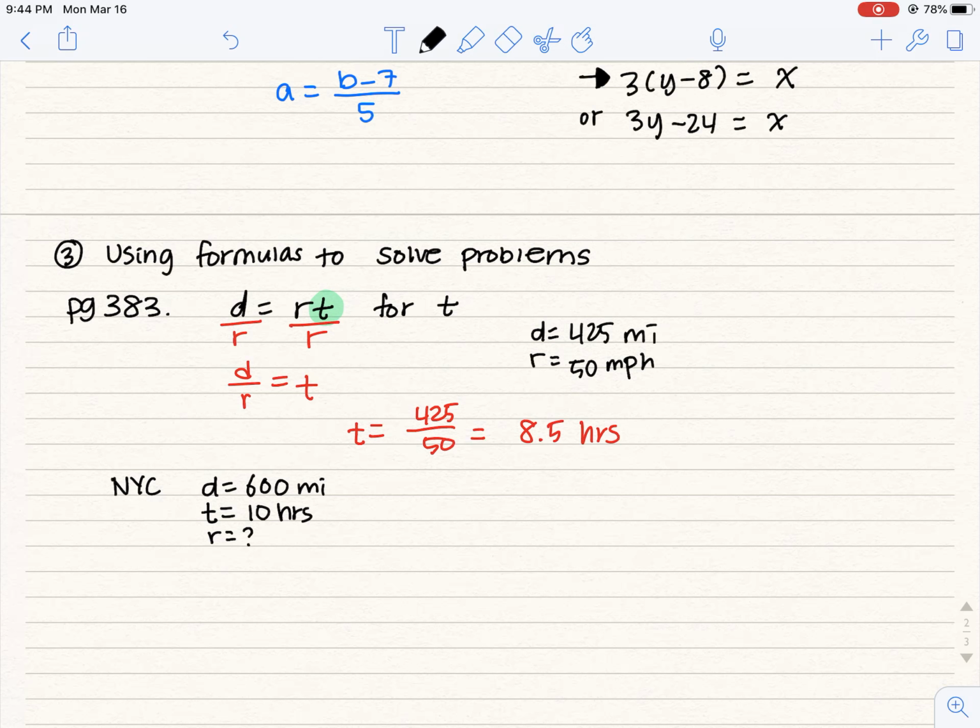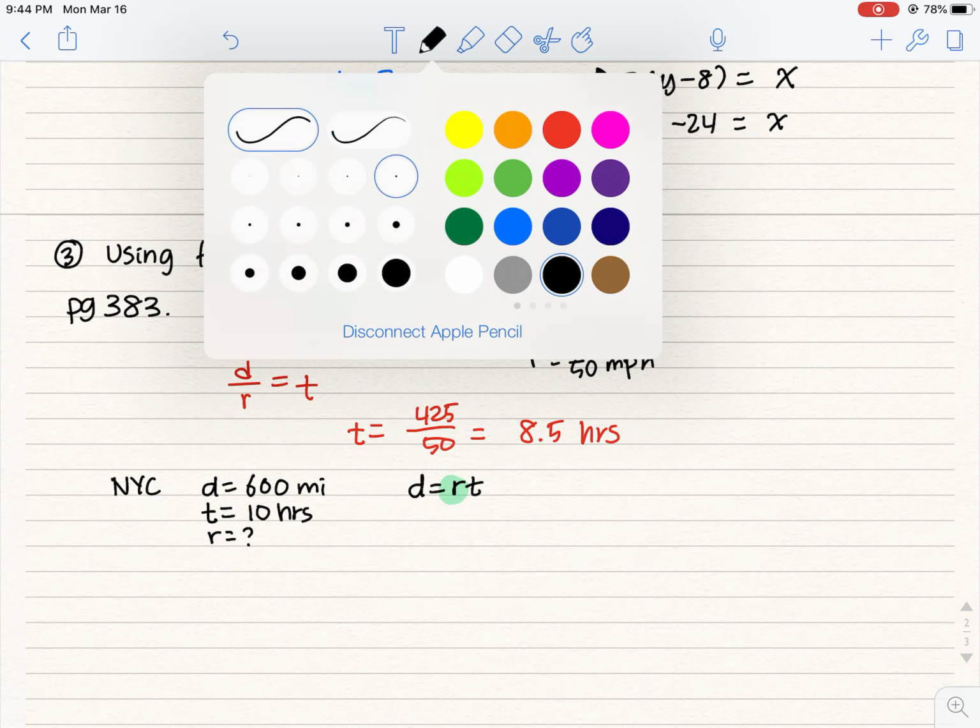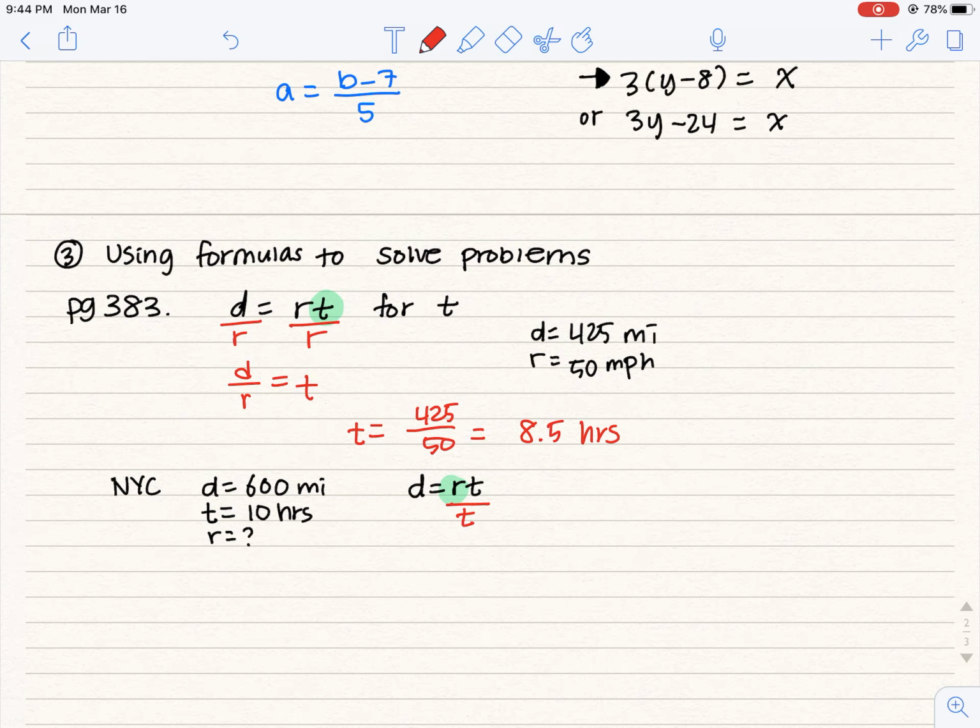So I don't know what rate is going to be, but I know my equation works for all three things. So I don't know what R is. I have to find out R by dividing by T, so I can leave R by itself.